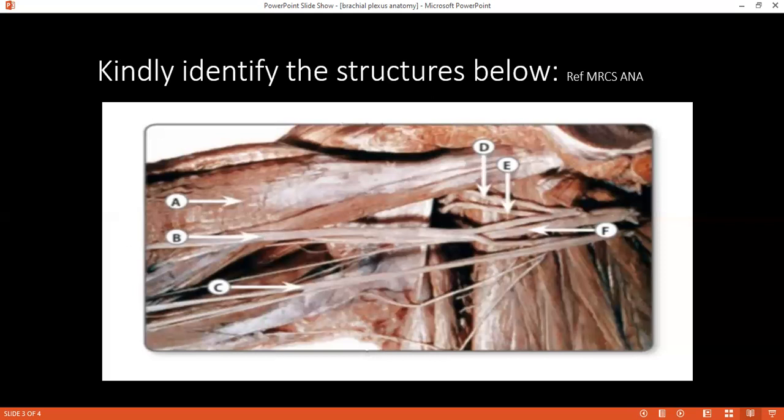Can you identify structure B? This is radial nerve. Sorry, median nerve. Median nerve, good. And C, ulnar nerve. If you can identify D, E, and F. D is axillary nerve. E is musculocutaneous nerve. F is radial nerve. This structure that you're looking at, from which view is it possible to have a look?